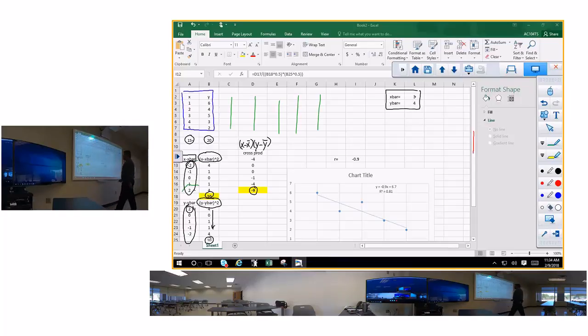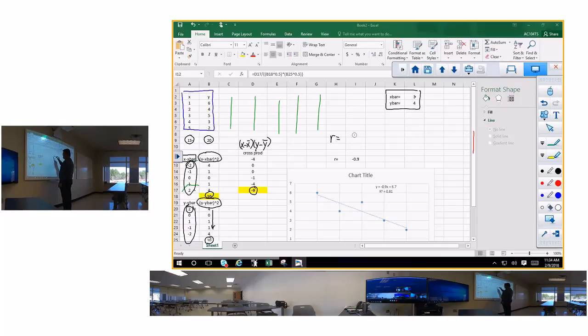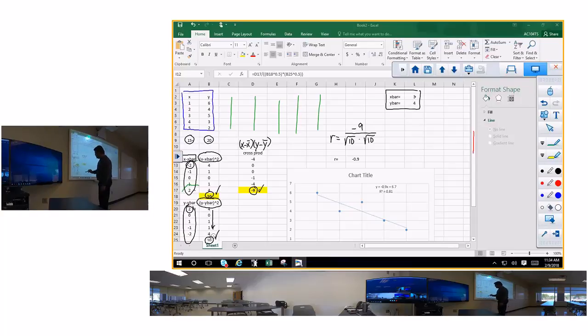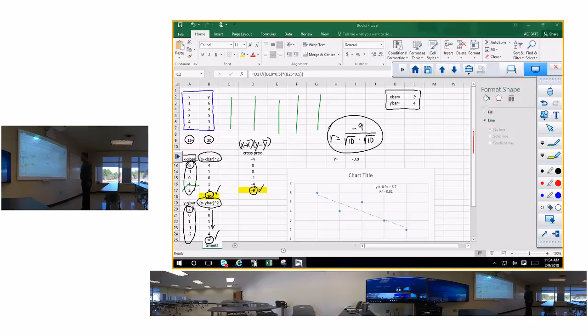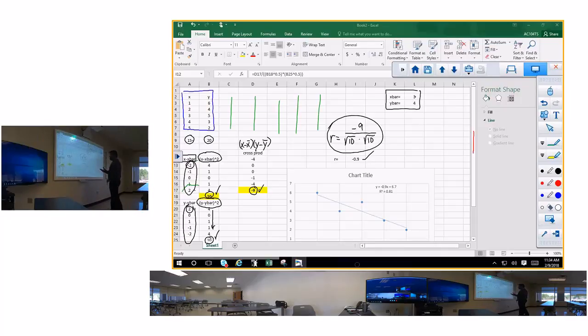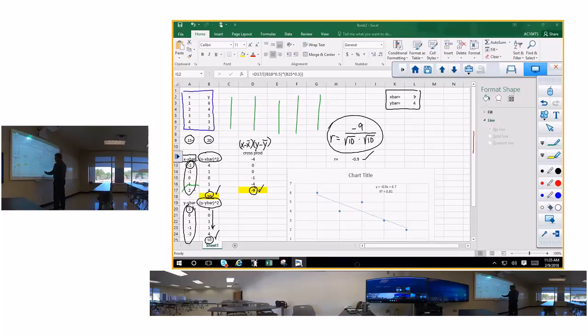And then the formula for R is equal to that -9 over the square root of 10 times the square root of 10. We use this number, and this number. And you plug it in right here. And when you plug those in, that formula I gave you on the first page, you will get -0.9. And that tells us that this correlation is negative.